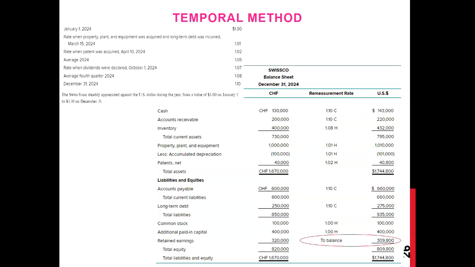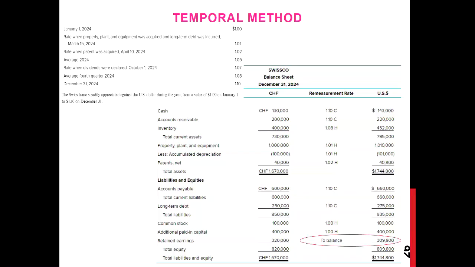What I'm going to do is forcefully balance the balance sheet. I will plug in such a retained earnings number in dollars that total liabilities and stockholders' equity will be equal to the total assets. So to balance the balance sheet, I have to plug in this $309.8 thousand. This plugged-in number will match my dollar balance sheet. So this number will be used as the dollar ending retained earnings. Make sense? I'm doing the balance sheet first.